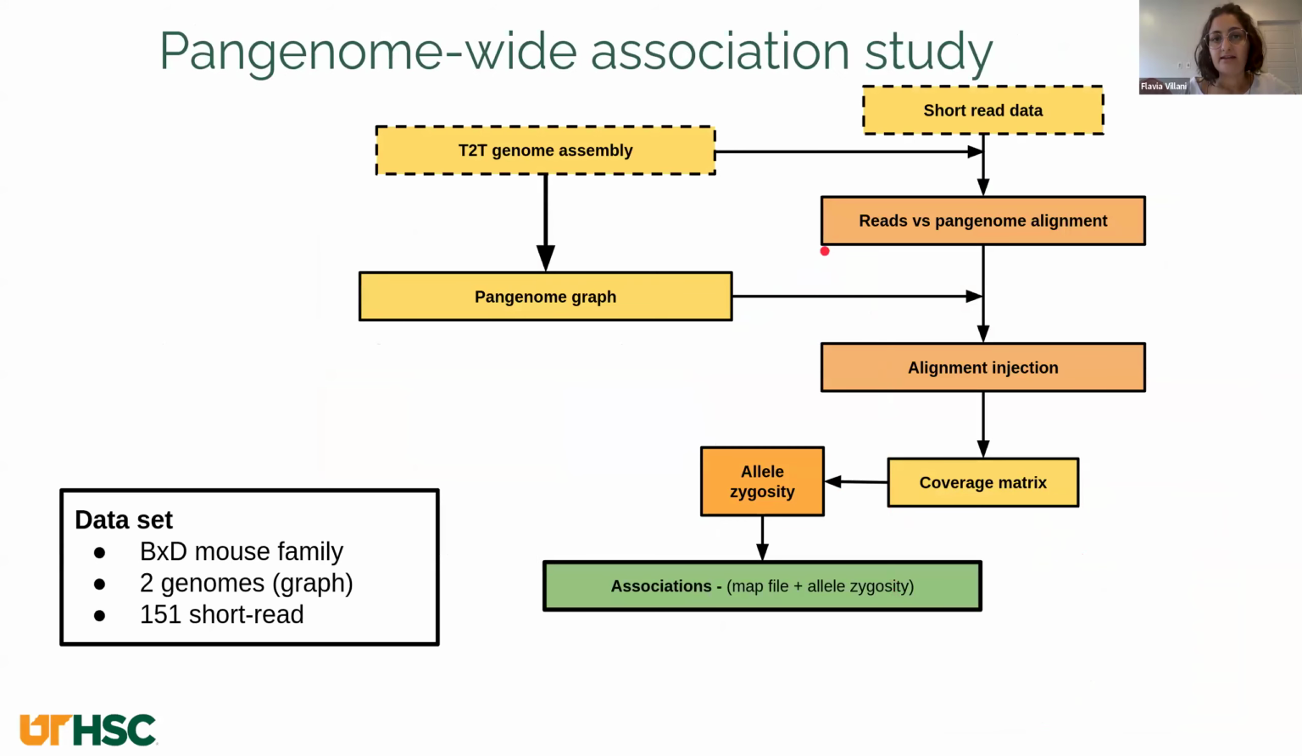And this is the pipeline that I am doing for the mouse. So here, this is the idea. We have the two parental strain assemblies, telomere to telomere, and we mapped the short reads against these assemblies.